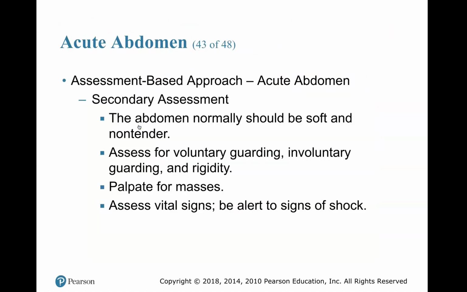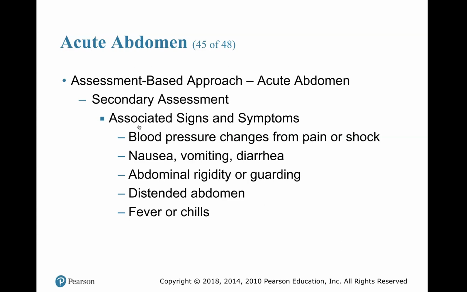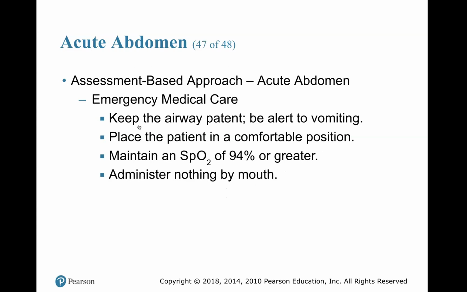Secondary assessment: the abdomen normally should be soft and non-tender. Assess for voluntary guarding, involuntary guarding, and rigidity. Palpate for masses. Assess vital signs. Be alert to signs of shock. Associated signs and symptoms: tenderness, anxiety, fear, guarded position, rapid, shallow breathing, rapid pulse, blood pressure changes from pain or shock, nausea, vomiting, and diarrhea, abdominal rigidity or guarding, distended abdomen, fever or chills, belching or flatulence, changes in bowel habits or urination, signs and symptoms of shock, and signs of internal bleeding.